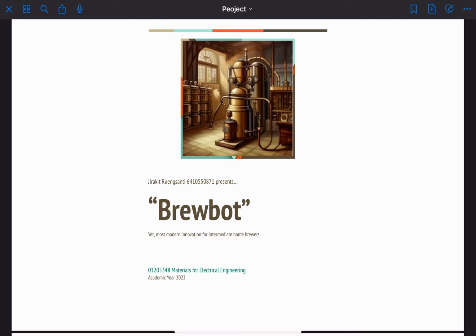Today I'll be talking about my innovation, BrewBot. It is the most modern innovation for intermediate home brewers.